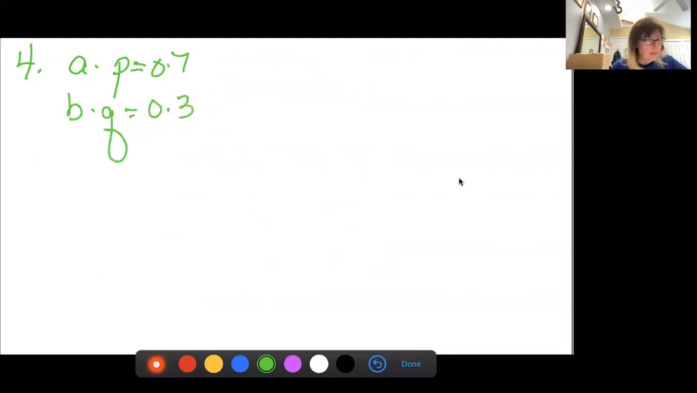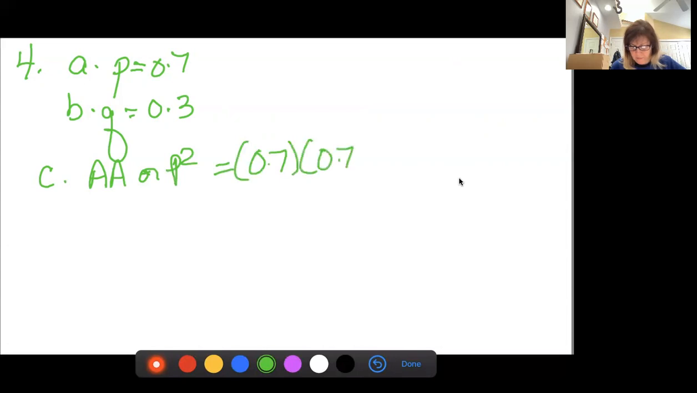And then for problem 4, it asks you again what's the frequency of the dominant trait. Well, they already gave you that. They gave you that P is 0.7. B then means Q is going to be 0.3. And you're basically doing the same thing again. So C is asking you A or P squared. So that's going to be 0.7 times 0.7, which is 49%.